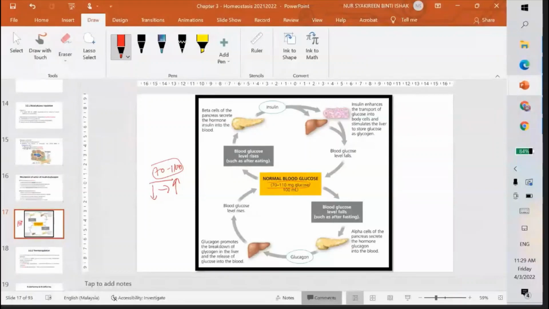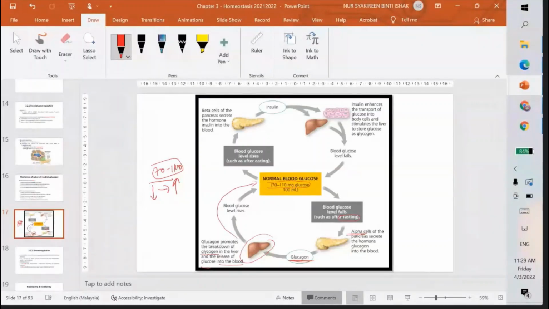Tengok ni, fasting, the glucagon will be secreted by the alpha cell. So what is the function of the glucagon? It goes to the target organ, which is the liver, and causes the liver to break down glycogen stored in the liver into its monomer, which is the glucose, and release into the blood, increasing blood glucose level to the normal set point. So itu awak kena faham soalan dia.